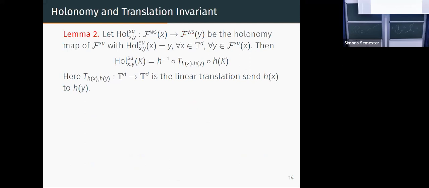Okay, the first thing is something which is holonomy and translation invariant, and which tells you that the holonomy map of your SU foliation would be some kind of translation. Let's say you have some kind of, I will draw two dimensional, and for some X which is weak stable, you will have some kind of Y, also weak stable, and you have some SU foliation, which gives you these SU foliations.